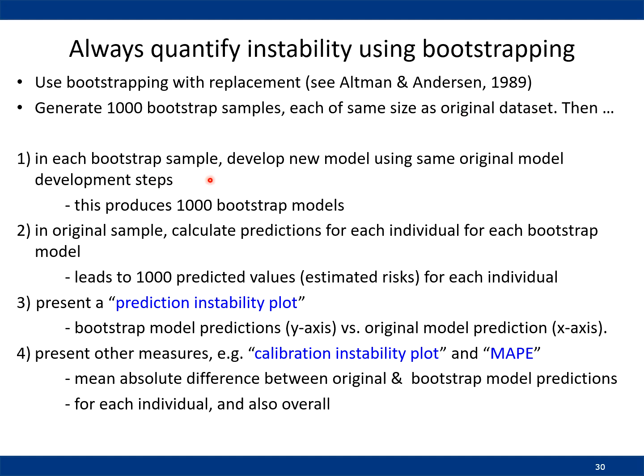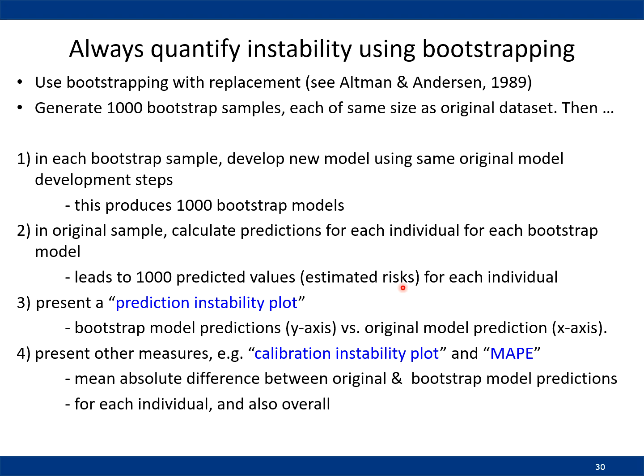Then in each bootstrap sample, you develop your new bootstrap model using exactly the same model development steps as you did to develop the original model. And that therefore produces about 1,000 bootstrap models. Then in the original sample, you apply each of those 1,000 bootstrap models. So you get 1,000 predicted values, estimated risks, for each individual in the original sample. So that means you've got an original model prediction and 1,000 bootstrap model predictions for every individual.